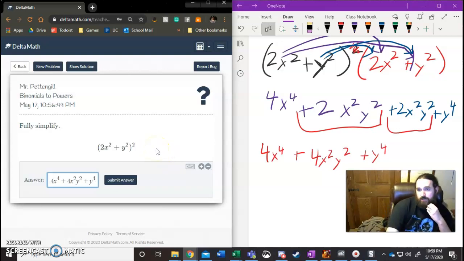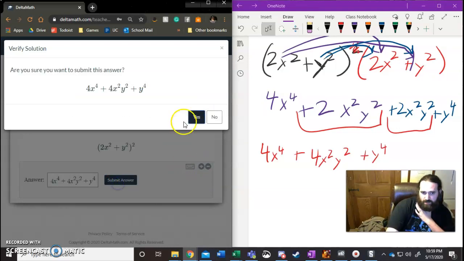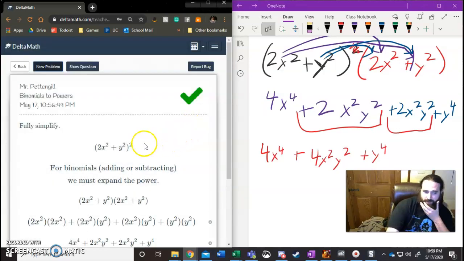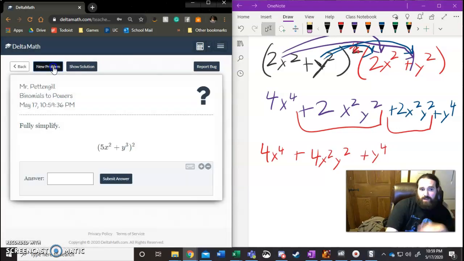What do I think is going to get most of us wrong here? When we goof up and accidentally put too many things in an exponent or something. Submit that answer. Yes, great, we got it right. We know how to do this, guys. Now I can keep mashing new problem. Same idea. Honestly, this is just a different way of doing something we've done.